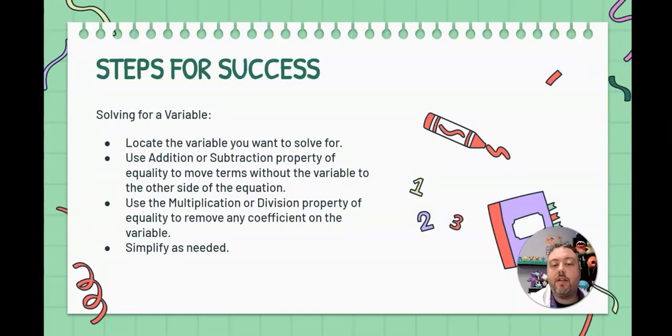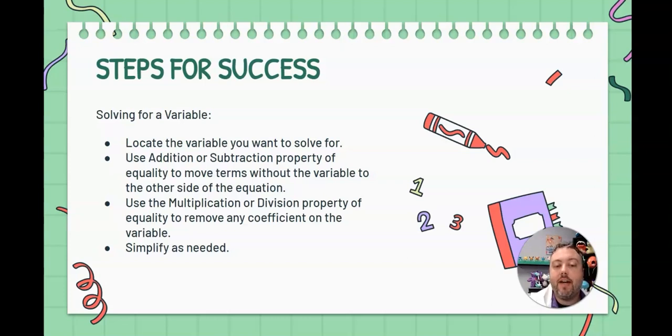So the first thing is you've got to know which variable you're trying to solve for. You would hate to do a whole bunch of work and then figure out that you solved for the wrong variable. In the first step of solving, we are going to look for any terms that do not have our variable. And we're going to use the addition or subtraction properties of equality to move those terms to a side that doesn't have our variable.